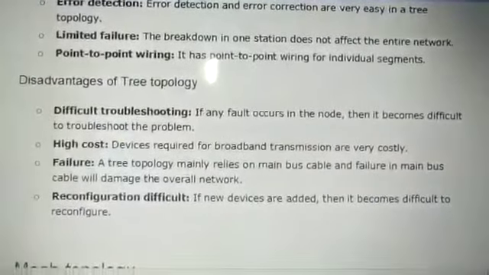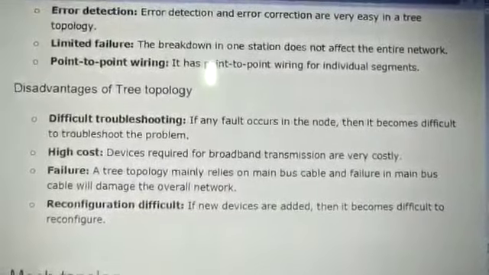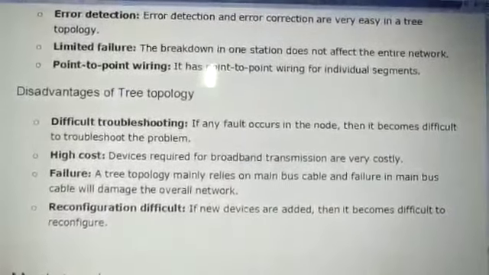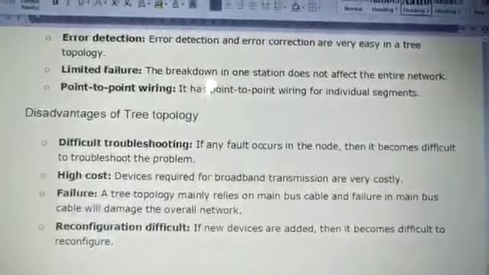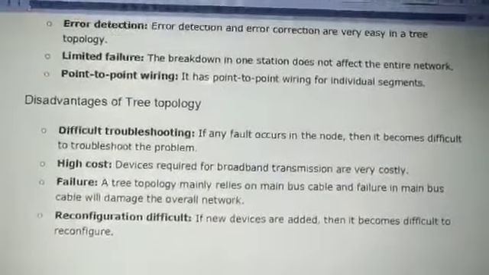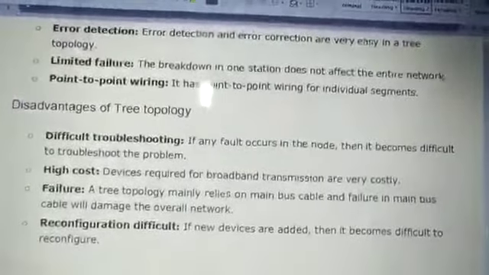And reconfiguration is difficult. If new devices are added, then it will be difficult to reconfigure, because every node is arranged in a hierarchical pattern. So if you want to add any other node, then who will be the parent of it? It will be very difficult.